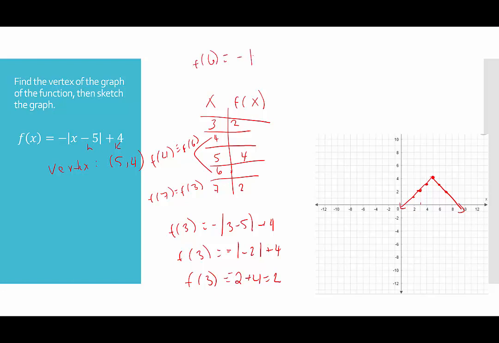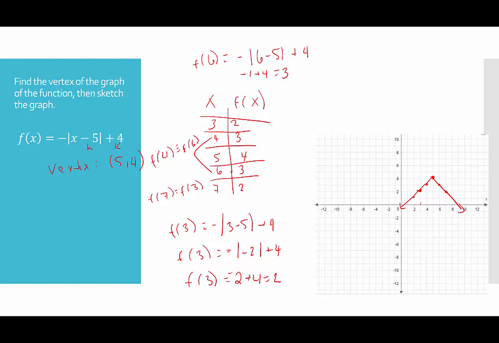We would get negative absolute value of 6 minus 5, plus 4. 6 minus 5 is 1. The absolute value of 1 is 1, but the negative in front means we need to take -1, and -1 plus 4 is 3. So 4 and 6 both give us an output of 3.